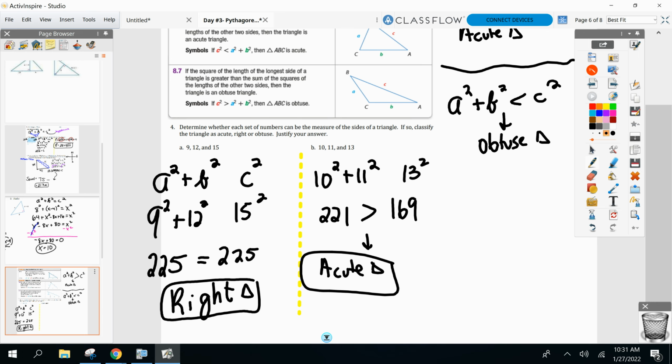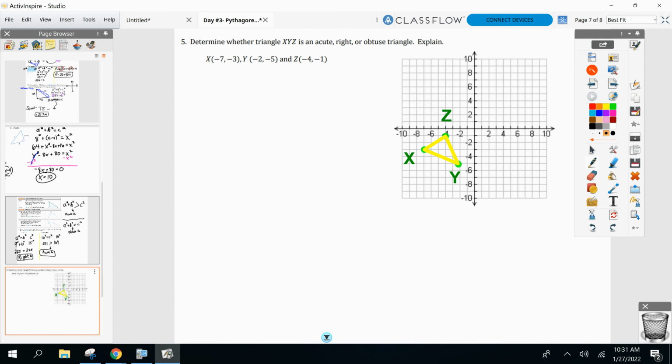And one more of these now. What happens if I throw it on a graph and I want to know what type of triangle it is? Not going to like this one. Oh well. So go ahead and graph it, and we'll talk through it.